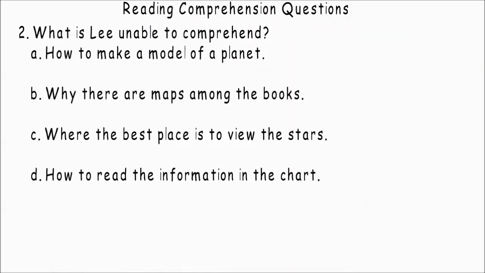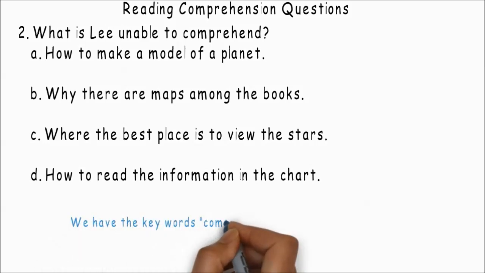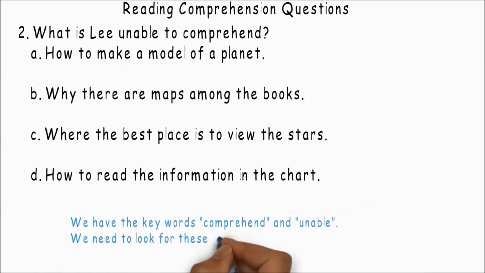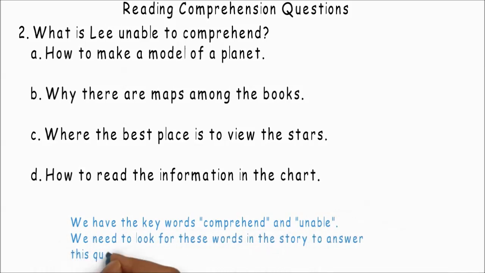Reading comprehension questions number 2. What is Lee unable to comprehend? A. How to make a model of a planet. B. Why there are maps among the books. C. Where the best place is to view the stars. D. How to read the information in the chart. We have the keywords comprehend and unable. We need to look for these words in the story to answer this question. So hopefully you remember where they were. And if not, you can go back in the video to find them.